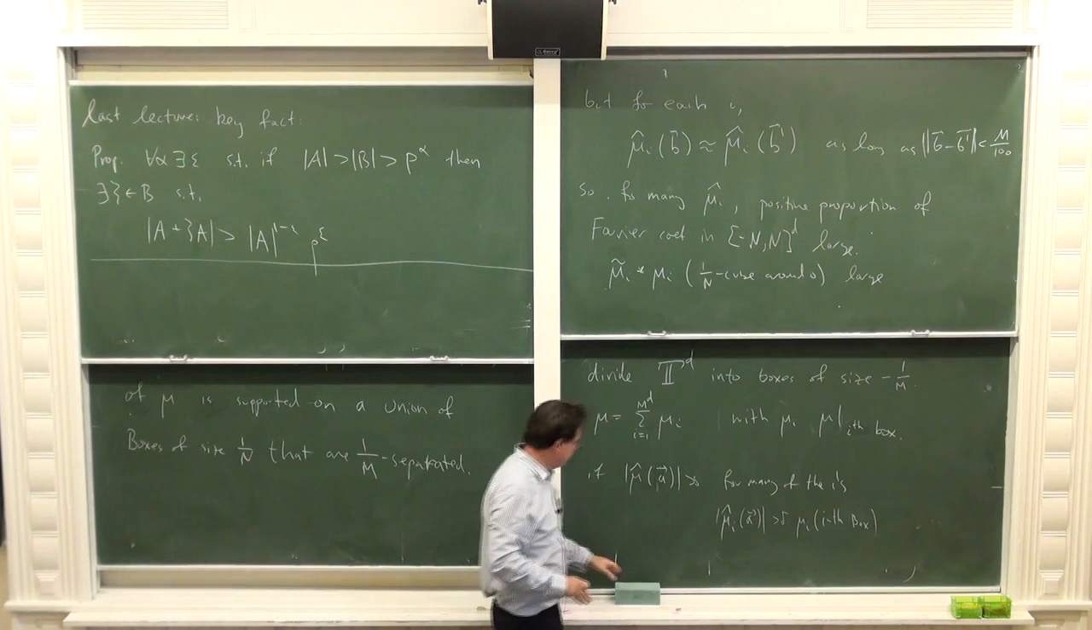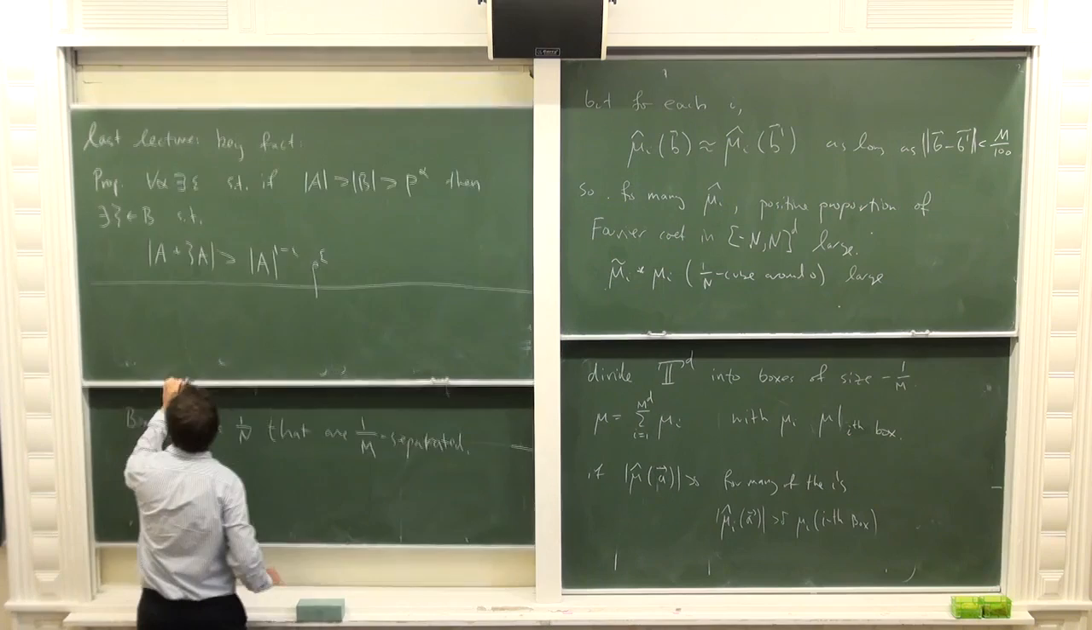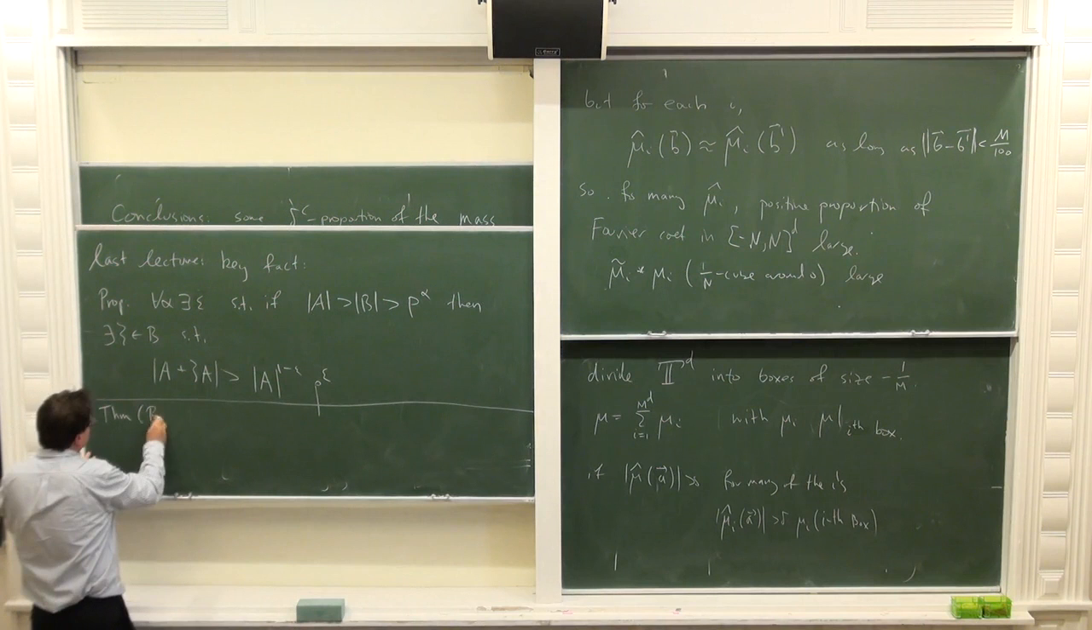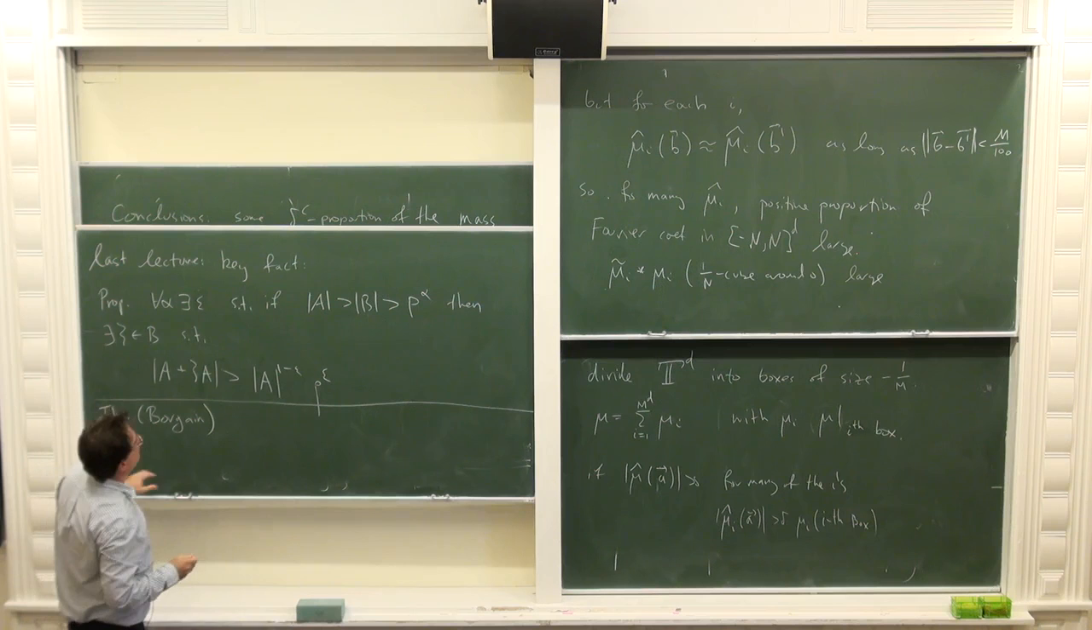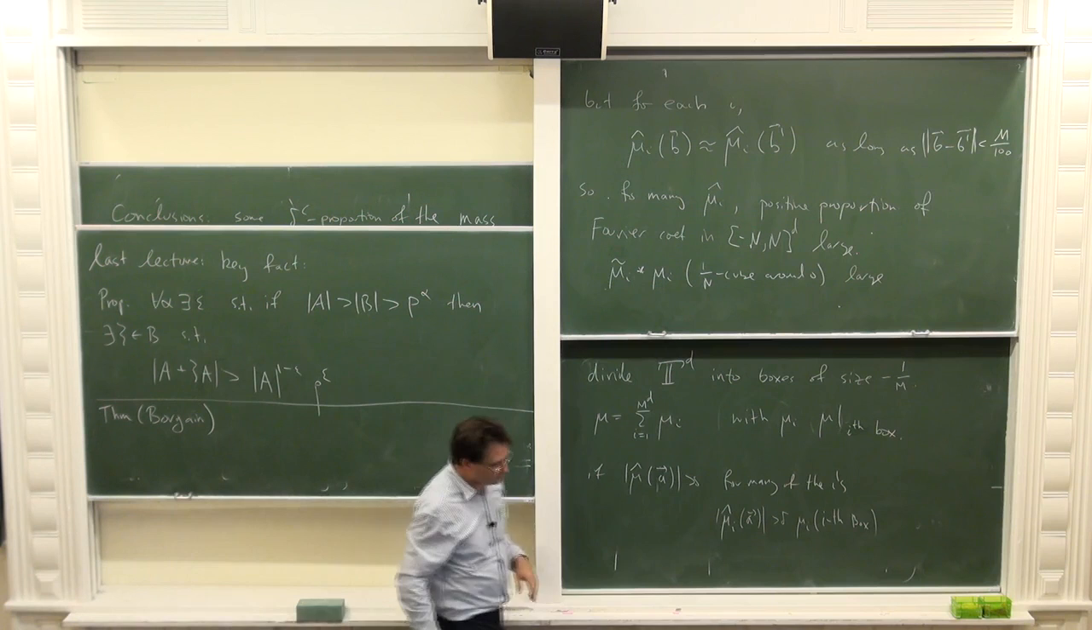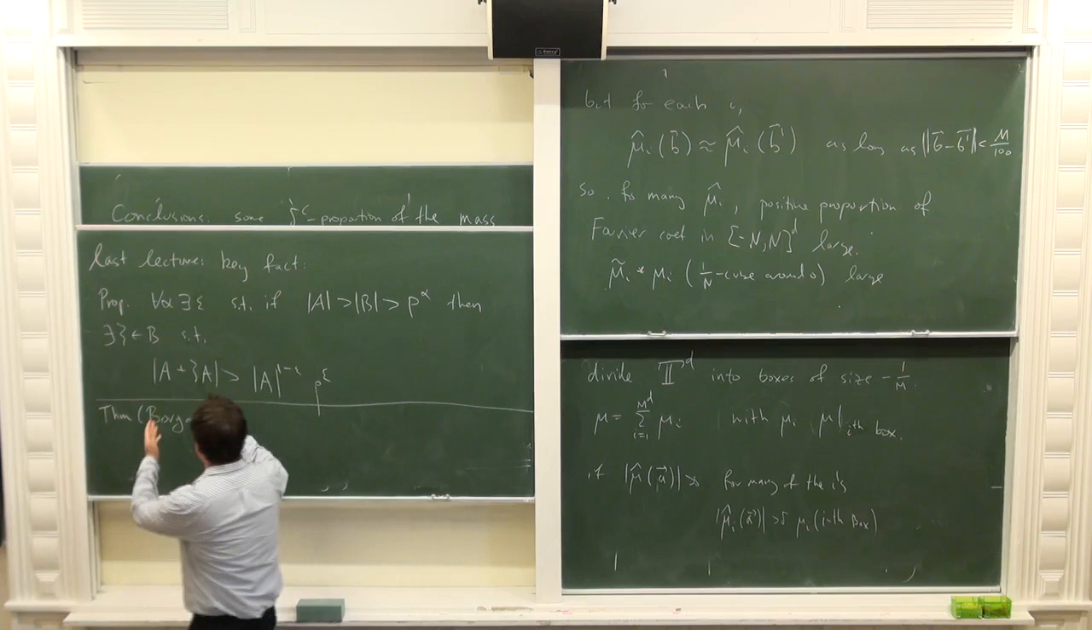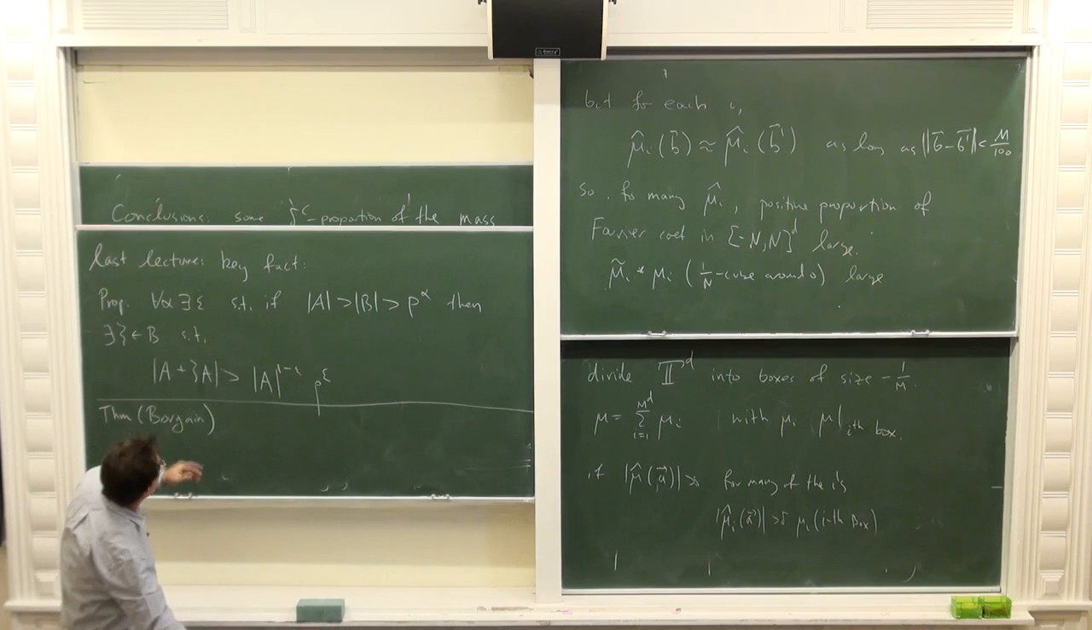theorem of Bourgain, which says that, so it's sort of a theorem about, if you think about it, this is some kind of projection of the product set A times A from Z mod P squared to Z mod P.